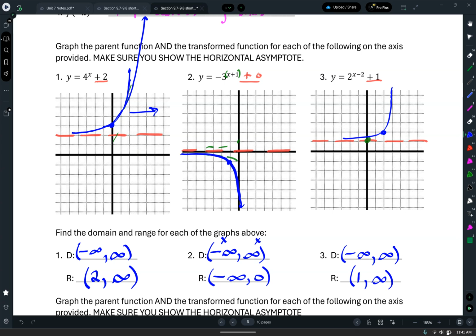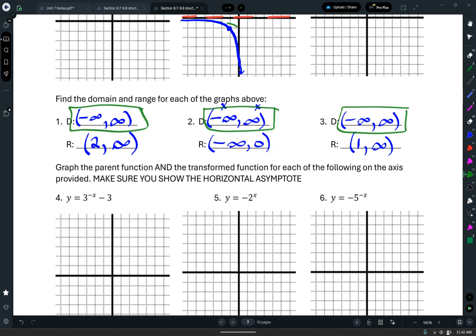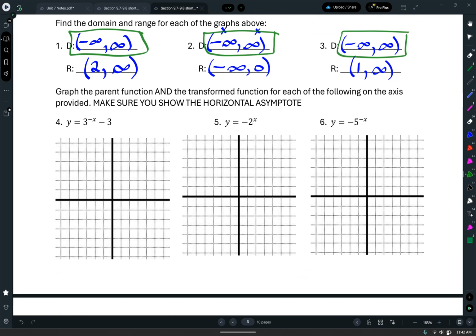So notice something here. The domain of every single one of these was negative infinity to positive infinity. That is always going to be true for exponential. Always. You don't even have to think about it, because these graphs always will go from far left to the far right. What's going to change on these exponential graphs is going to be the range. Okay? So let's put it all together here.